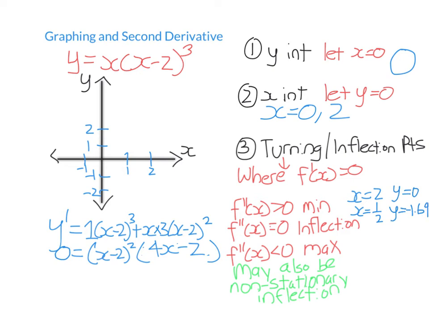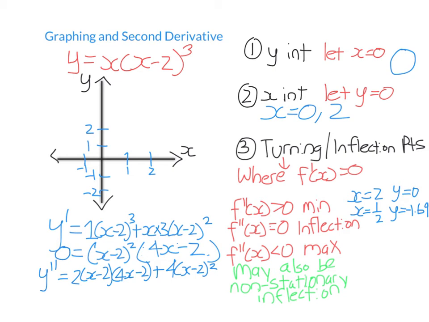So now, to classify them as maximum, minimum, or inflection, I need to find the second derivative. So I'm going to differentiate this, again, using the product rule. So to get this, I did derivative of the first times the second function plus the first, which is here, times the derivative of the second. The derivative of this is just 4.